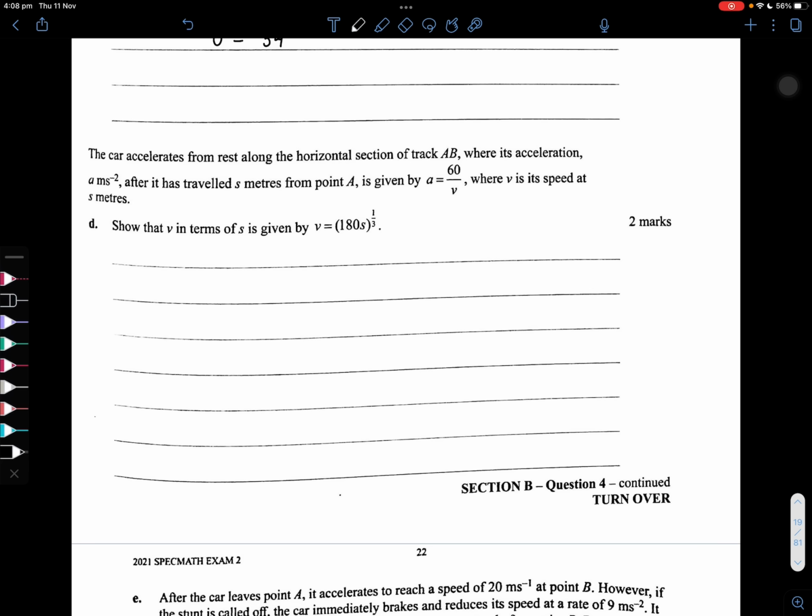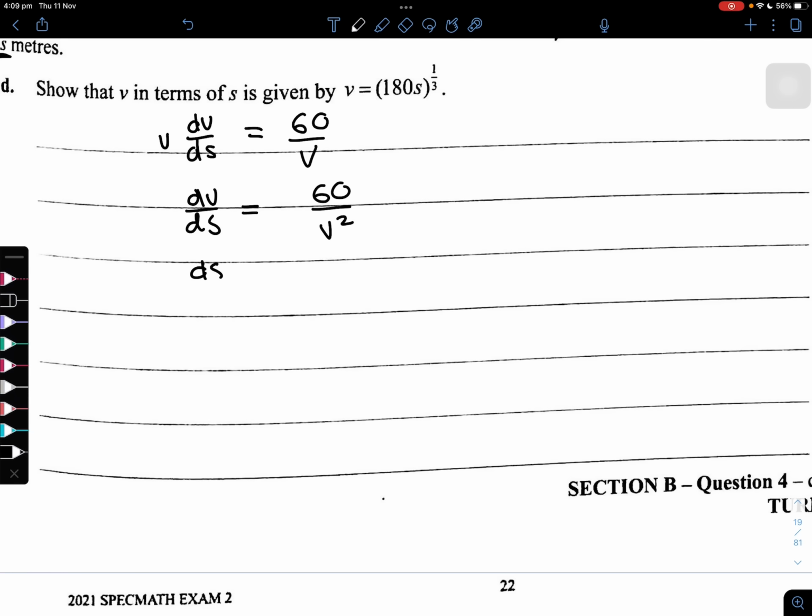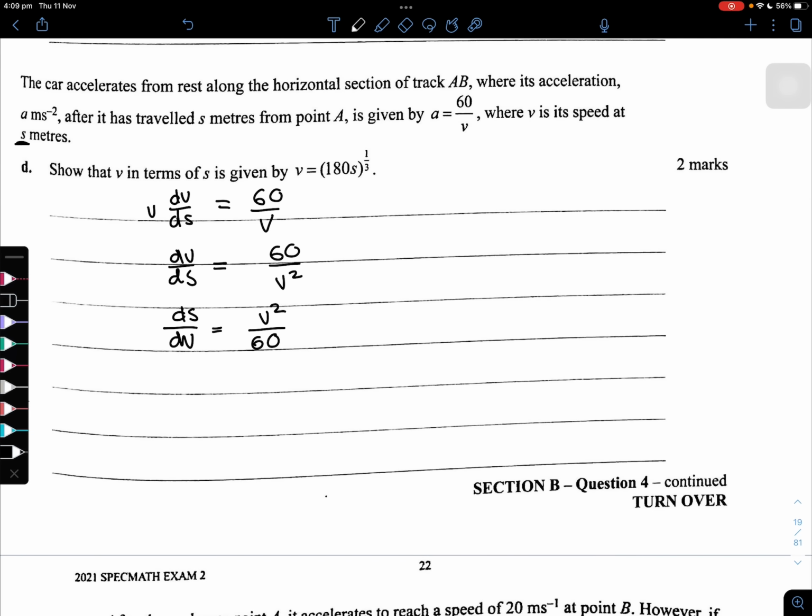Okay, so here I believe we're going to have to use one of the formulas in the formula sheet for acceleration, and I believe it is v dv dx, right? Instead of a, you can write that, is equal to 60 on v, okay? And x is the displacement, right? Here, they're saying the displacement is s. So instead of x, I'm going to write s. Okay? Now, let's divide this v across. So that's going to give me dv on ds is equal to 60 on v squared, right? Now, what we need to do is flip this, so we get ds on dv is equal to v squared on 60. Okay.